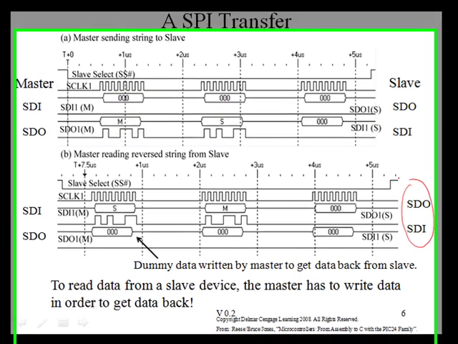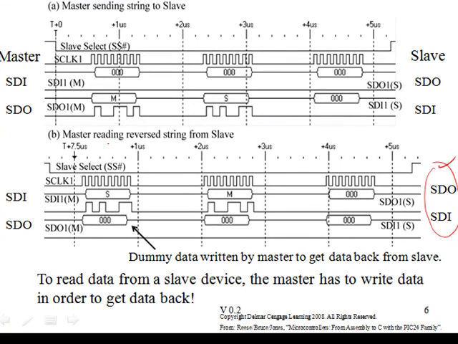Once the slave has reversed the string, the master is going to want to read that reversed string from the slave. So how does it do that? Well, in the SPI protocol, in order to read data from a slave device, the master actually has to write data to it. So it knows that it sent a 3-byte string, these 2 letters plus the null byte forming the string. So it's going to send 3 null bytes to get that 3-byte string back from the slave. So the slave's going to clock back out the S, the M, and the null byte terminating the string.